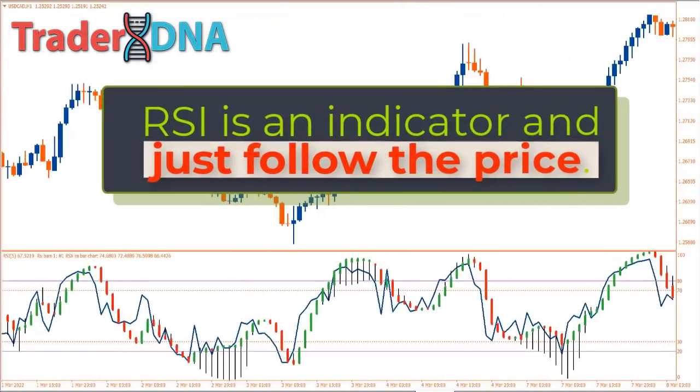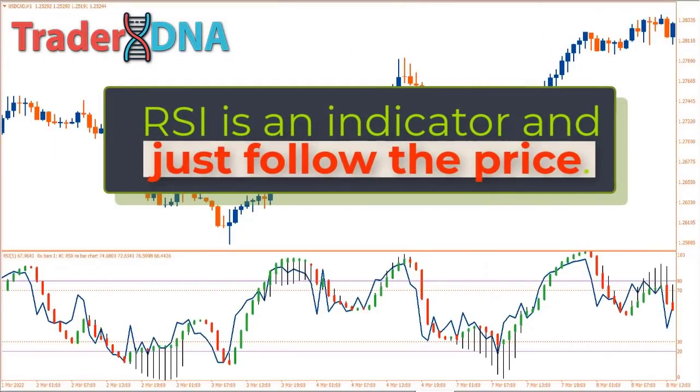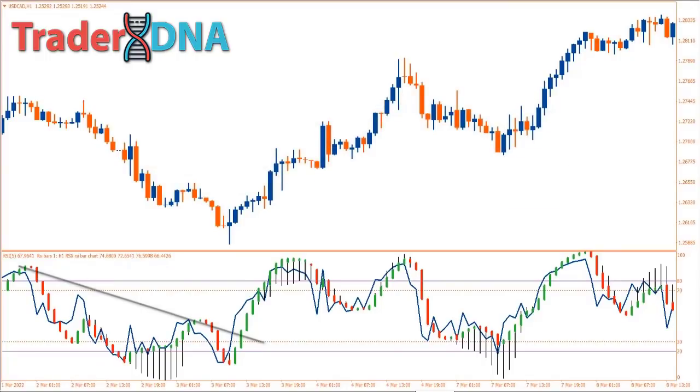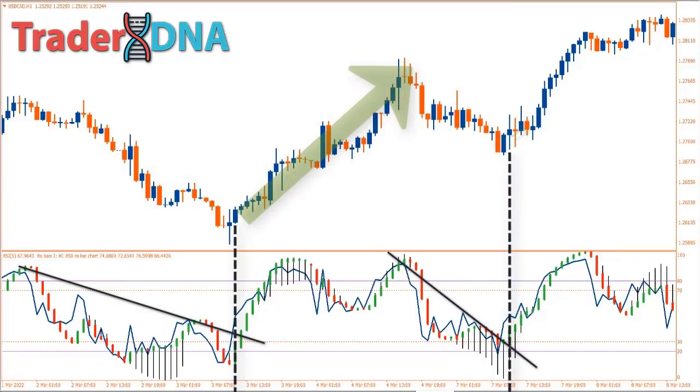RSI is an indicator, and it just follows the price. You should be patient and wait for a clear break of its trend line. Maybe sometimes, you should wait to see how the first candle acts after the breakout, and after that take your trade. But remember that we only use indicators to support what we have already established with price action.